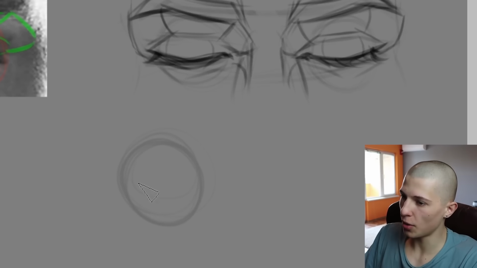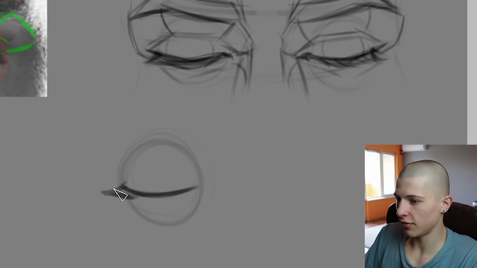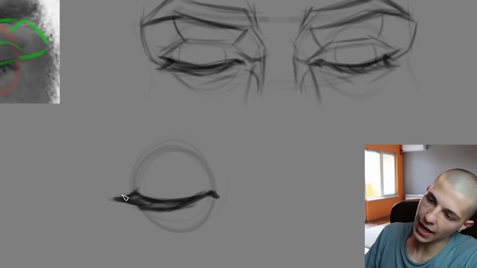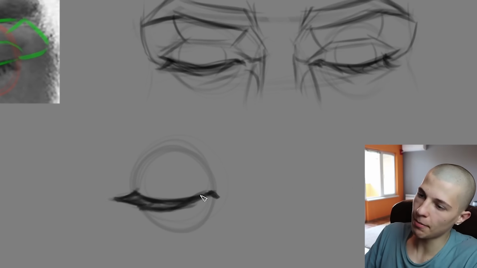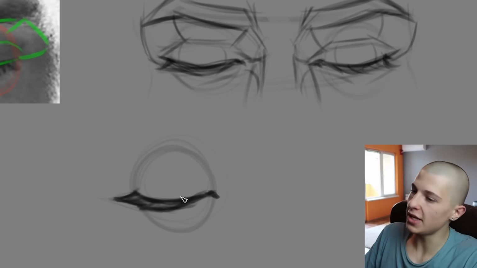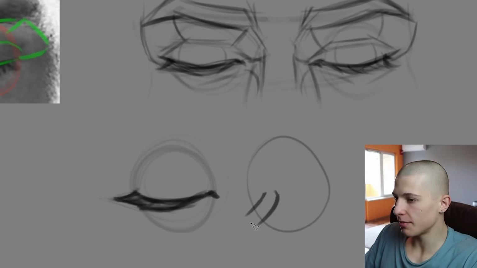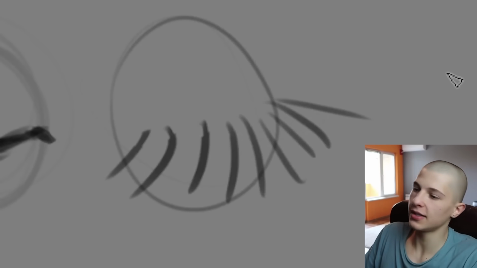You just have an eyeball, a curvy line going across it, and then just some fucking eyelashes. And when you're drawing the eyelashes, make sure you actually combine them into this one big shape. Don't just draw them like this. This is not a fucking sunflower.